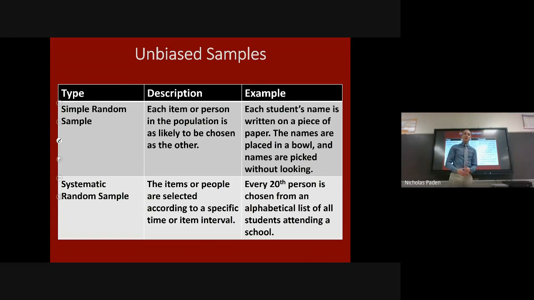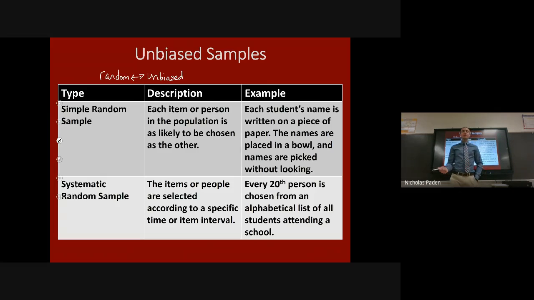The other unbiased sample is a systematic random sample. So notice the key whenever we talk about unbiased samples is the word random. It has to be random. So I'll write up here: random is unbiased. The problem we have is whenever it's not random, that's what's going to provide bias. So random and unbiased go together.